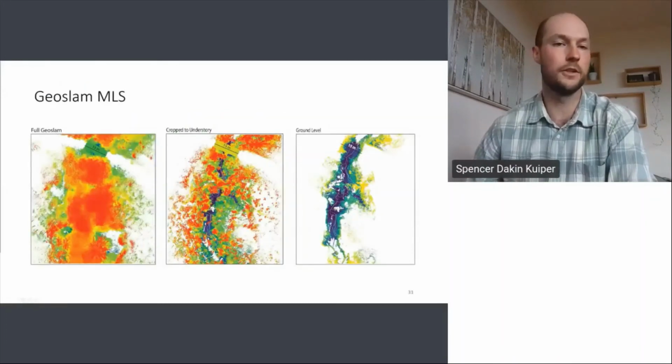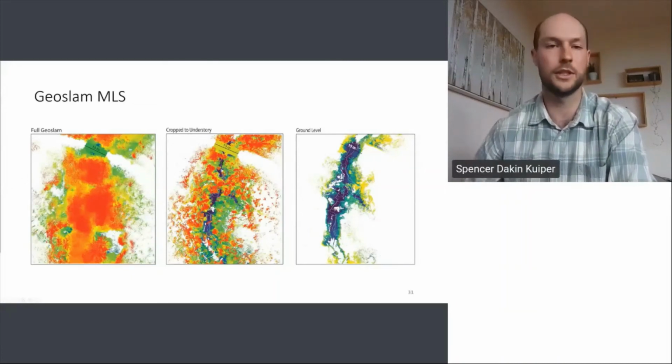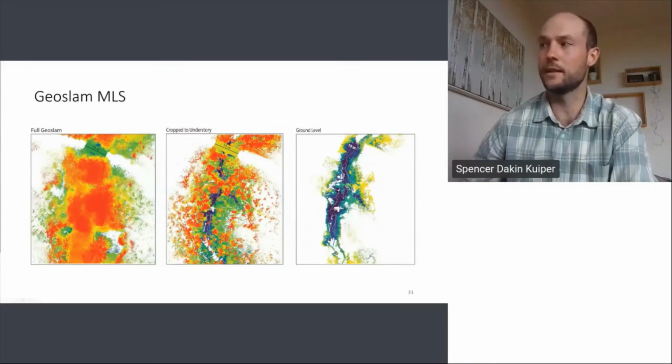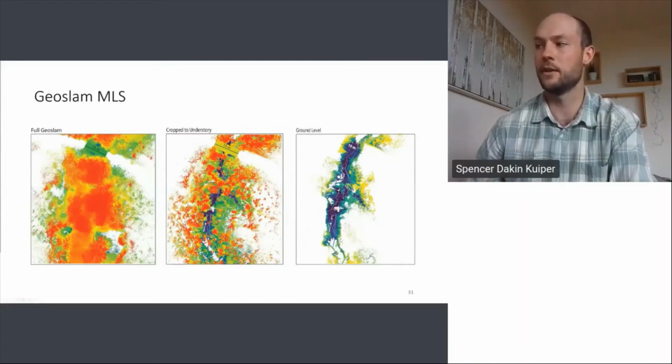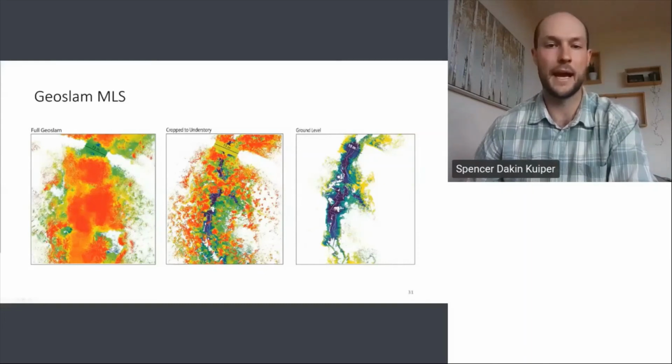On the right is the full GeoSLAM point cloud. You can see the bridge at the top. It's about 15 meters wide. The GeoSLAM doesn't work great to actually get the tops of all of these trees, but when you crop it to just the understory vegetation, you can start to see the river channel at the bottom there shown in blue and the banks quite clearly. And then once you crop it to ground level, you can see in white the path that we walked up and down the stream and where we had to walk around fallen logs and such.